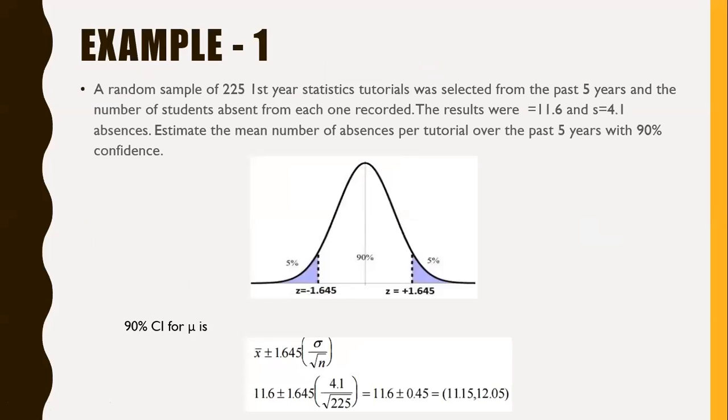Example, let's see how you are going to calculate a confidence interval when you do hand calculation. A random sample of 225 first year statistics tutorials was selected from the past 5 years, and the number of students absent from each one was recorded. The results were S bar equal to 11.6 and sigma is 4.1 absences. Estimate the mean number of absences for tutorials over the past 5 years with 95% confidence.